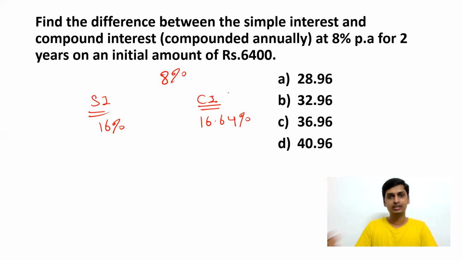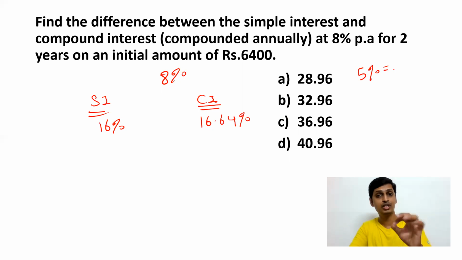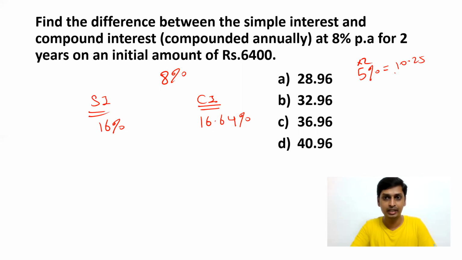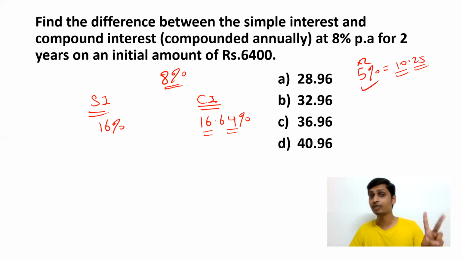So it is 16.64%. See, imagine if you get 5% per annum. What will be the compound interest for 2 years? That will be 10.25. That is 5 into 2, you get 10, and 5 squared is 25. Same thing: 8 into 2 is 16, and 8 squared is 64. So this is applicable for compound interest only for 2 years.